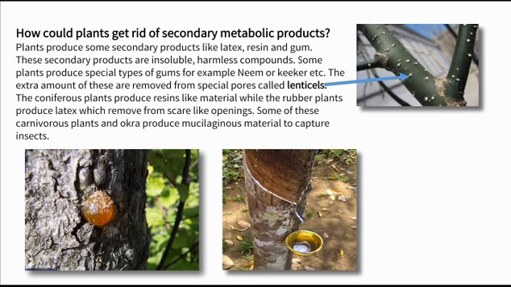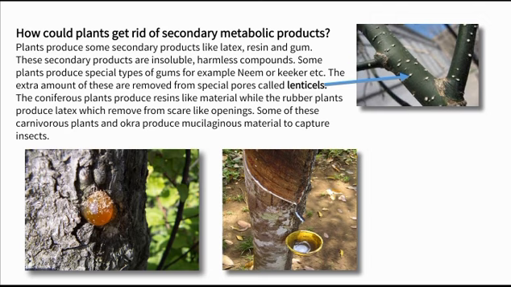So plants produce some secondary products like latex, resin and gum. These secondary products are insoluble, harmless compounds. Some plants produce a special type of gum, for example neem or kikar. The extra amount of these is removed from special pores called lenticels. This blue arrow shows you the lenticels from where they get out of the plant body.